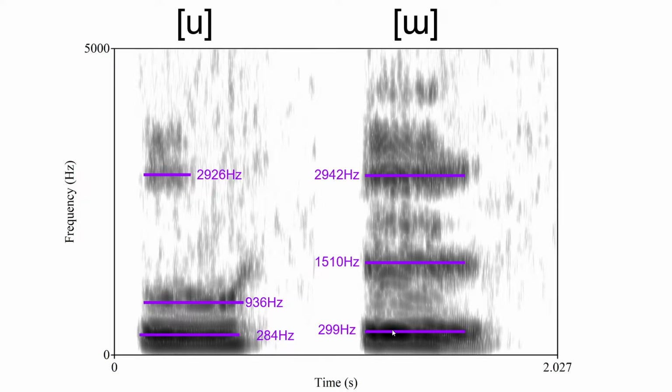And now here's a subtler difference. If we look at U, the close back rounded vowel, and U, the close back unrounded vowel, these are naturally produced, and we notice first formant goes from 284 hertz rounded to 299 unrounded, so higher frequency unrounded, lower rounded. Second formant is much lower in the rounded version than the unrounded version, and the third formant is actually very close.